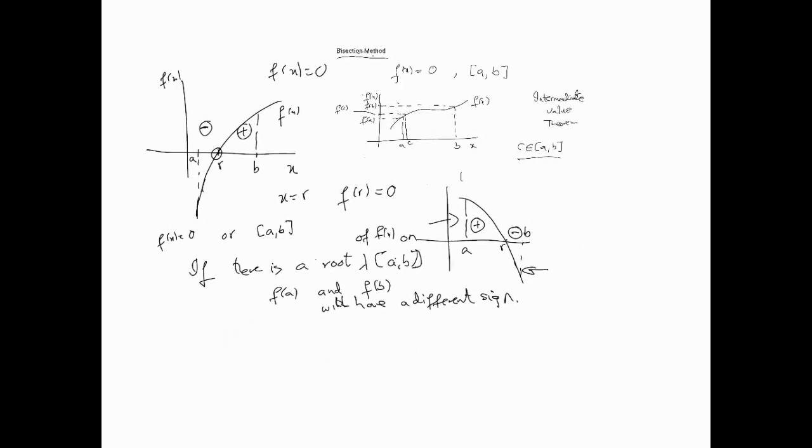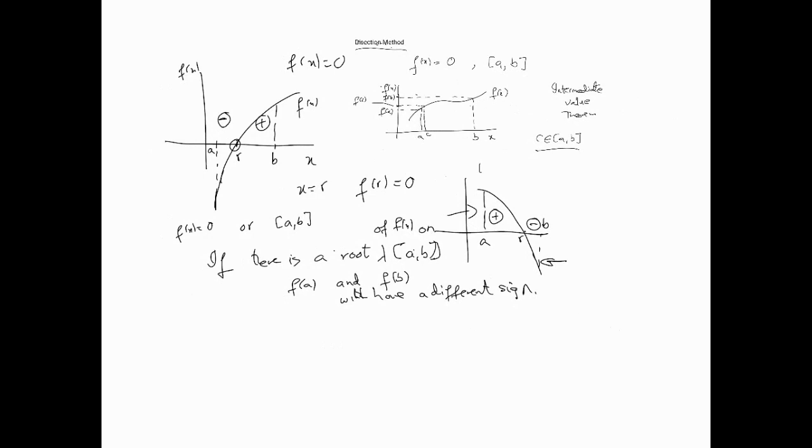So let's go a little further now and elaborate on that a bit more. What we're saying is that FA and FB multiplied together would be less than 0. Because if the signs of FA and FB are different, the product will be negative: two negatives multiply to give a positive, two positives multiply to give a positive, but a positive multiplied with a negative gives a negative. So if FA times FB is less than 0, this implies FA and FB have a different sign. And if they have a different sign, then there is a root between A and B.